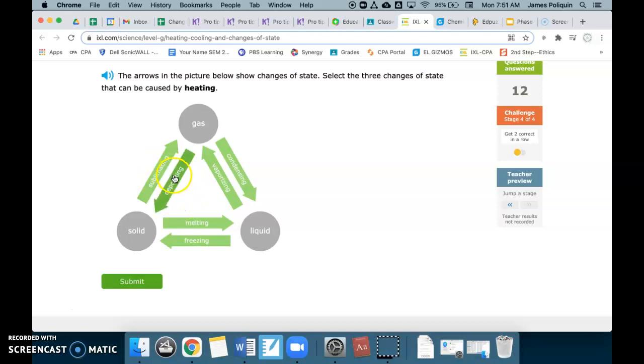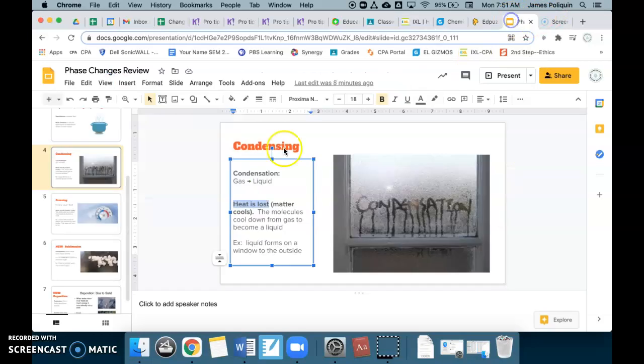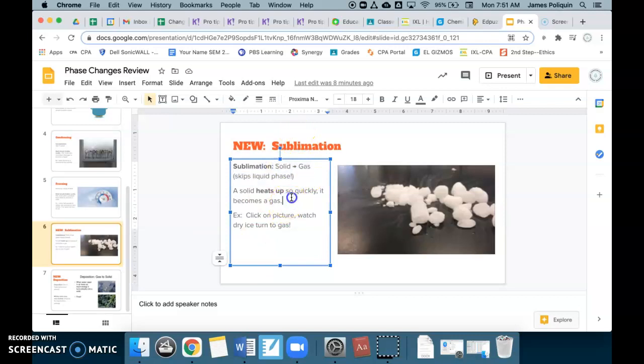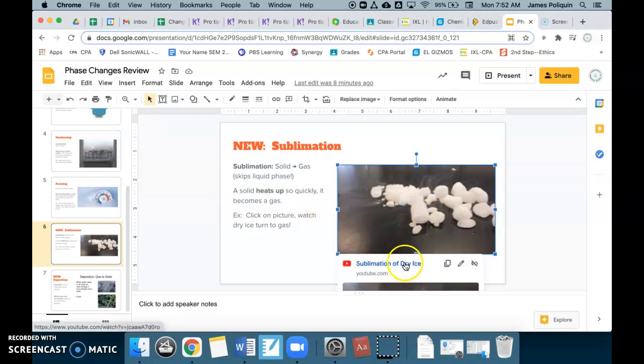You can already see the arrows telling you what the phase changes are. Sublimation is from a solid to a gas, deposition is from a gas to a solid. And you can check it in our slides here as well. Sublimation is from a solid to a gas. Sublimation is when a solid heats up so quickly it becomes a gas. When it heats up, that means it's getting energy. And you can even click on this video to watch the sublimation of dry ice.